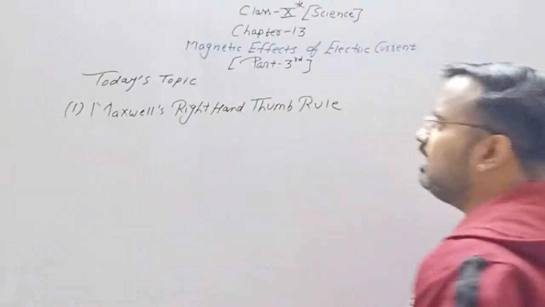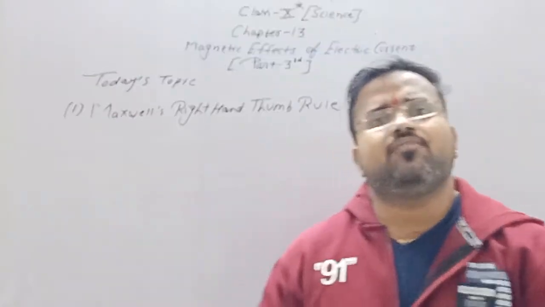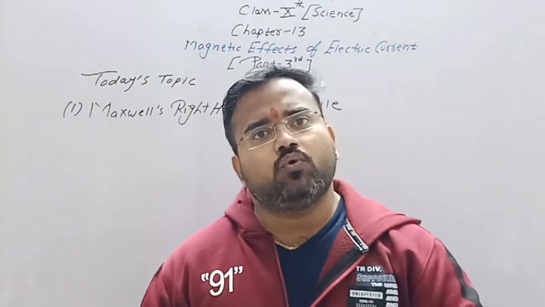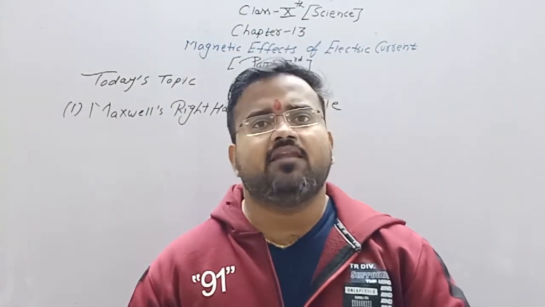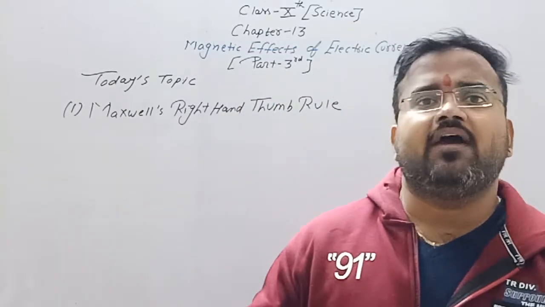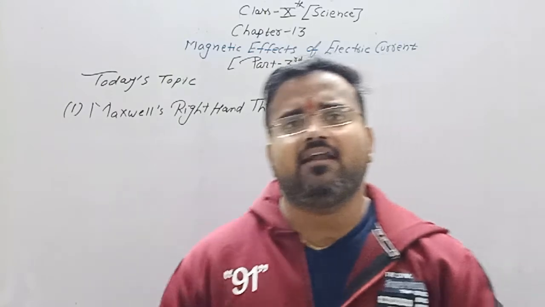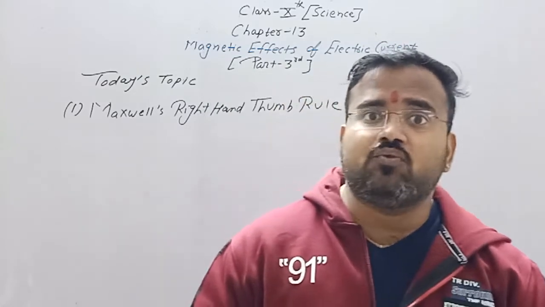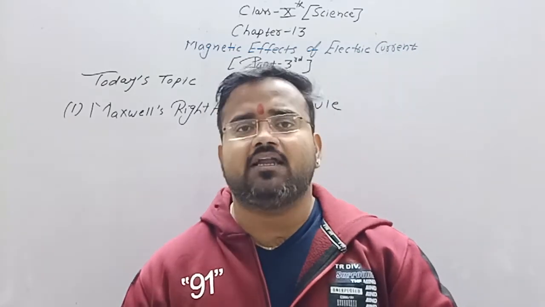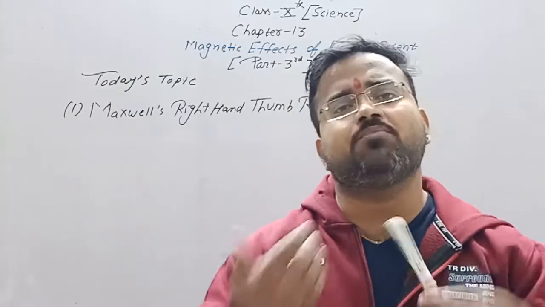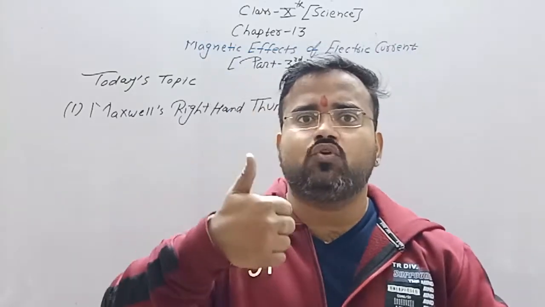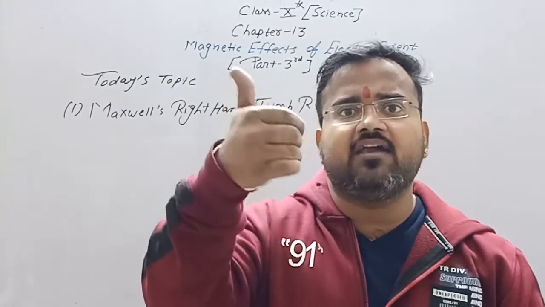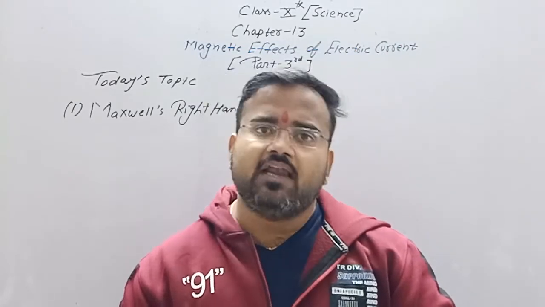The Maxwell right hand thumb rule. Maxwell right hand thumb rule is defined as: whenever the direction of current is known, then the direction of magnetic field lines can be found out very easily. So Maxwell stated that if a current passes through the conductor and we grasp the conductor by the right hand in such a manner that the thumb position is upward, indicating the direction of current, the curled fingers will indicate the magnetic field lines.